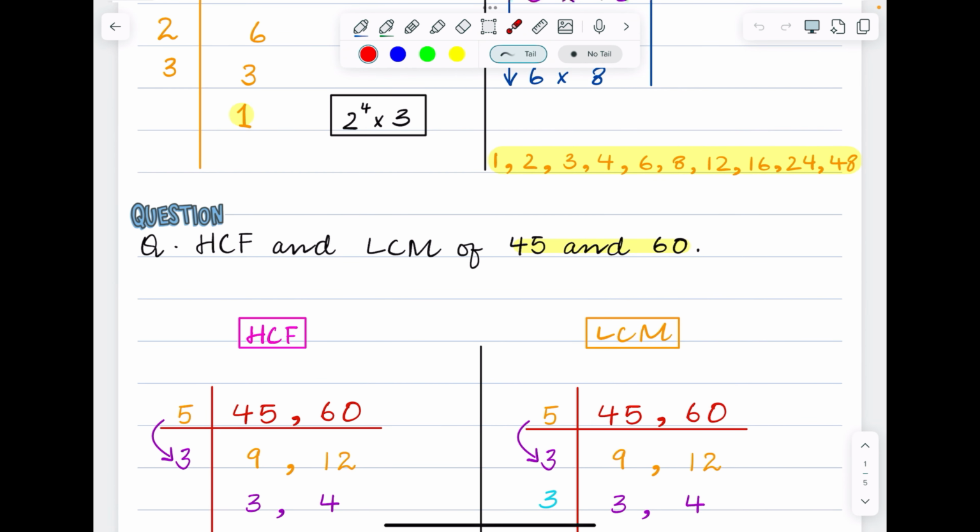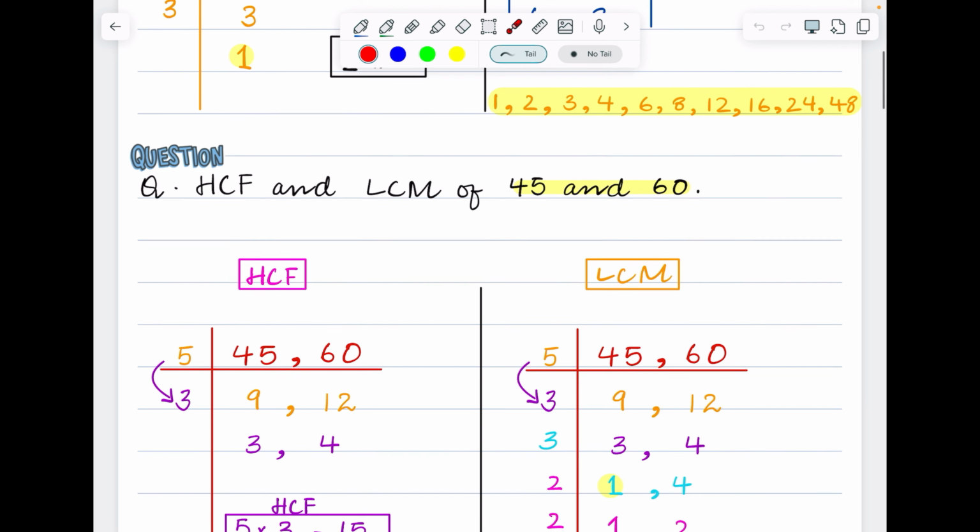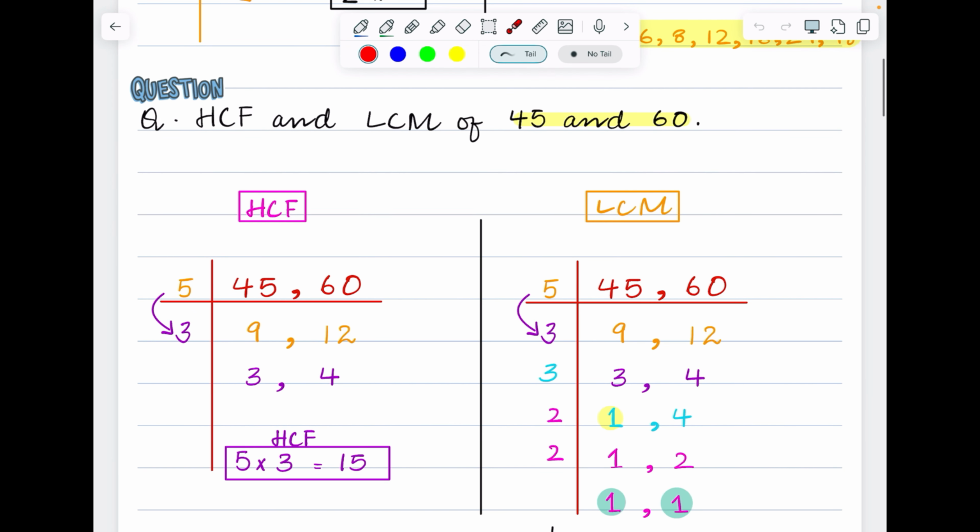HCF is the highest common factor and LCM is the least common multiple. Now there are two ways to find HCF and LCM, both being separate. Both are efficient depending on the type of question. Let's say they directly give you numbers: find the HCF and LCM of 45 and 60.